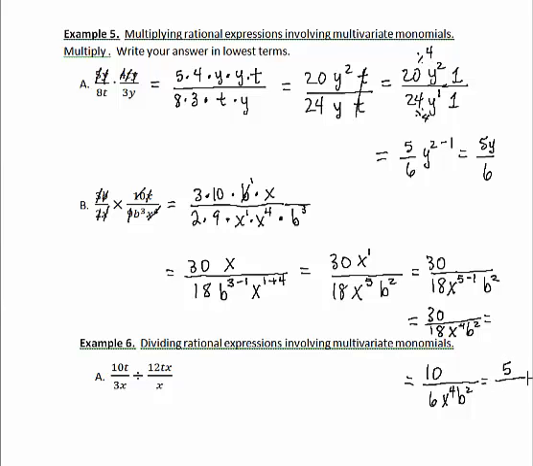get 5, and then I get 3. And now this fraction is in lowest terms. 5 divided by 3x to the 4th b squared.